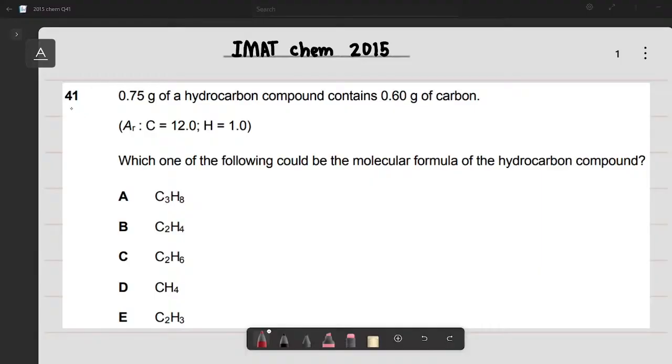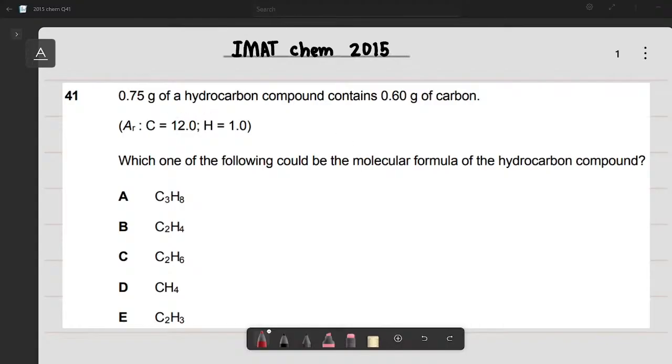Welcome back. This is chemistry question 41 from IMAT 2015 past paper. So I'll be solving this question. It says 0.75 grams of hydrocarbon compound contains 0.6 gram of carbon. So which one of the following could be the molecular formula of hydrocarbon compound? So we're asked to find out the molecular formula for this specific compound, the hydrocarbon.